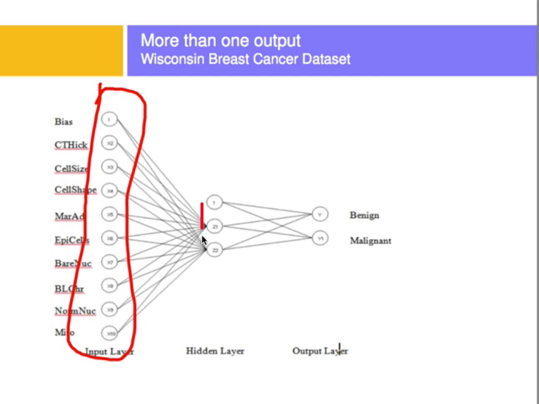The hidden layer has only two nodes. I mean, this three here is the bias, so we don't count it. It has only two nodes. And this is the output layer, another two nodes.